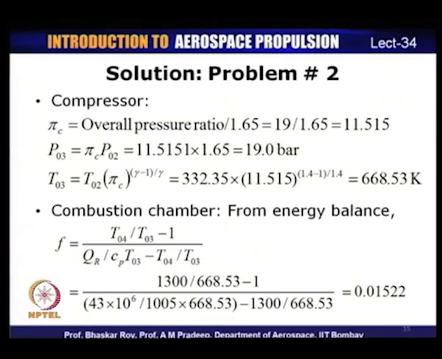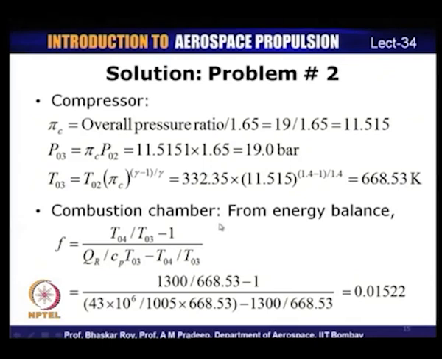T03, that is the compressor exit stagnation temperature, is equal to T02, which is inlet stagnation temperature multiplied by pressure ratio raised to gamma minus 1 by gamma. So, this is 332.35, which is T02 fan exit stagnation temperature multiplied by 11.515 raised to 1.4 minus 1 by 1.4. So, this is 668.53 Kelvin.